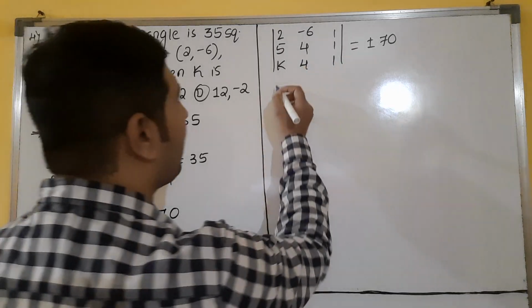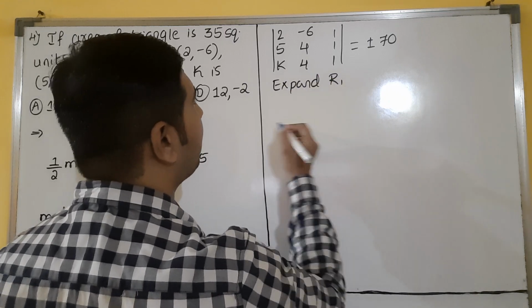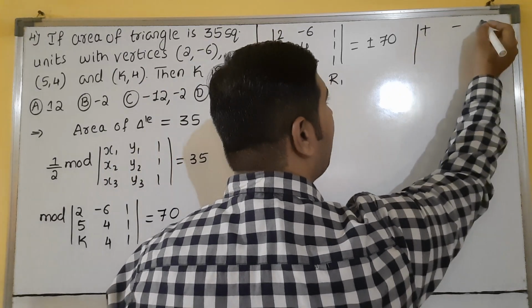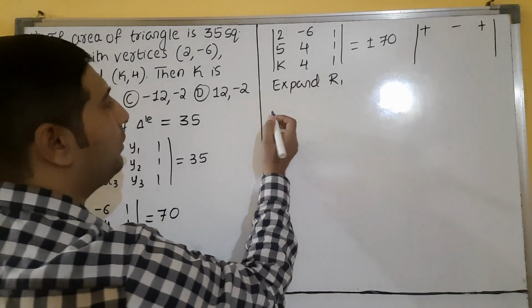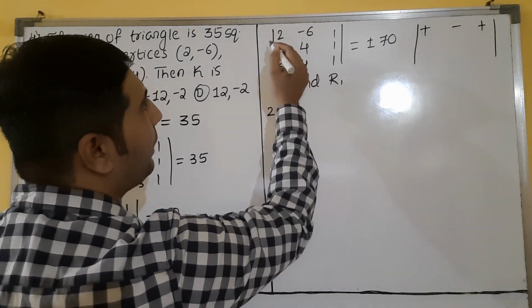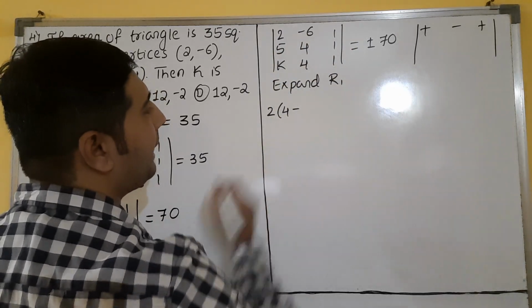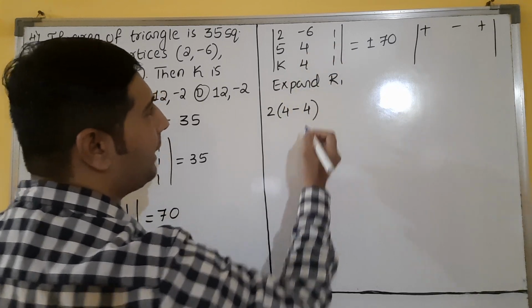Now expanding R1, everyone knows this one, expand R1. How will we write? You know this one very well. Plus, minus, plus, dear students. So plus into 2, row 1 we are expanding. Where 2 is there, first row you leave, first column. 4 into 1, 4, minus you write before multiplying this. 4 into 1 is 4, dear students.